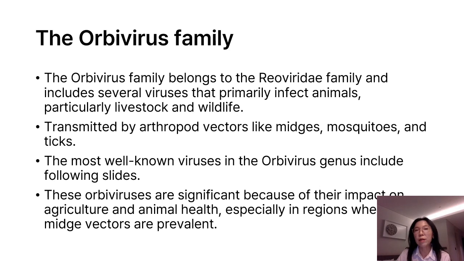The orbivirus family. I'd like to talk about the orbivirus family. It belongs to the Reoviridae family and includes several viruses that primarily infect animals, particularly livestock and wildlife. They're transmitted by arthropod vectors like midges, mosquitoes, and ticks. The most well-known viruses in the orbivirus genus include the following slides.